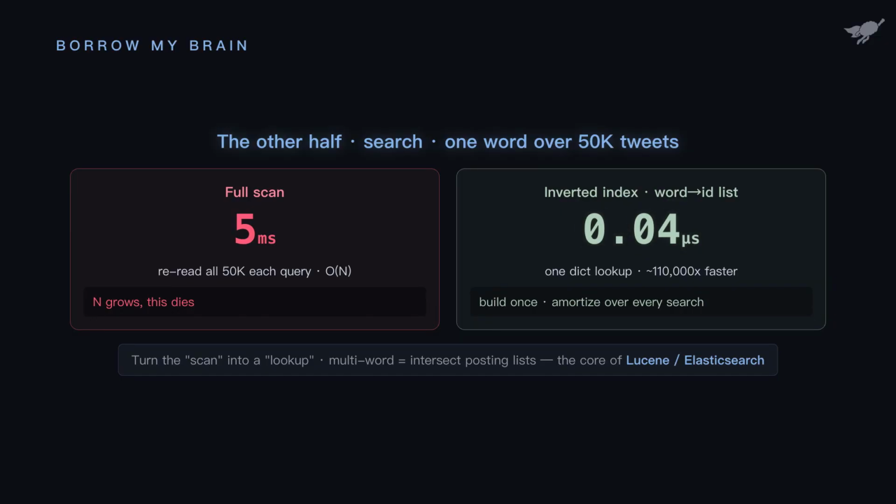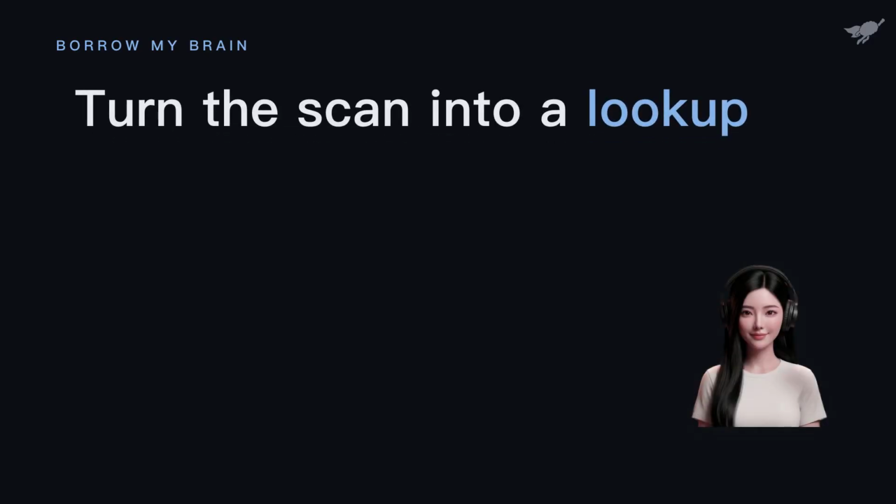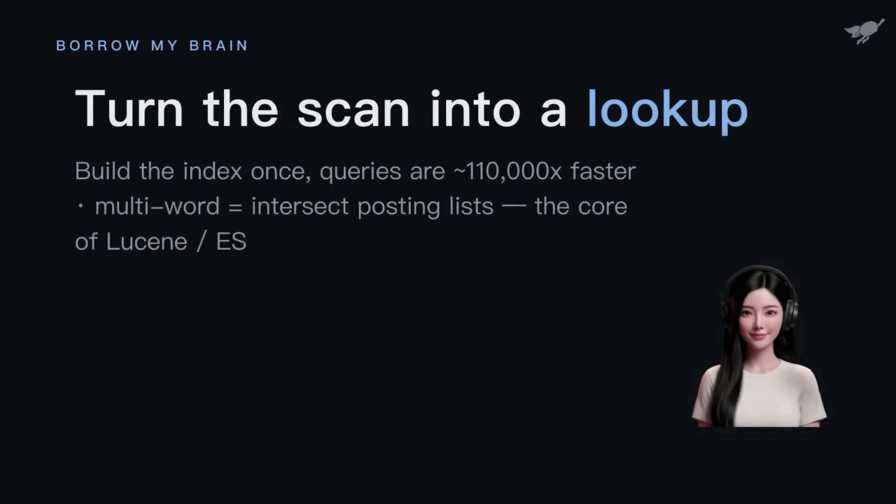A query becomes a single dictionary lookup, about 110,000 times faster. The core is one sentence. Turn a scan into a lookup. Pay once to build the index, and every query gets 110,000 times faster. A multi-word query is just intersecting a few posting lists. This is the core of Lucene and Elasticsearch.